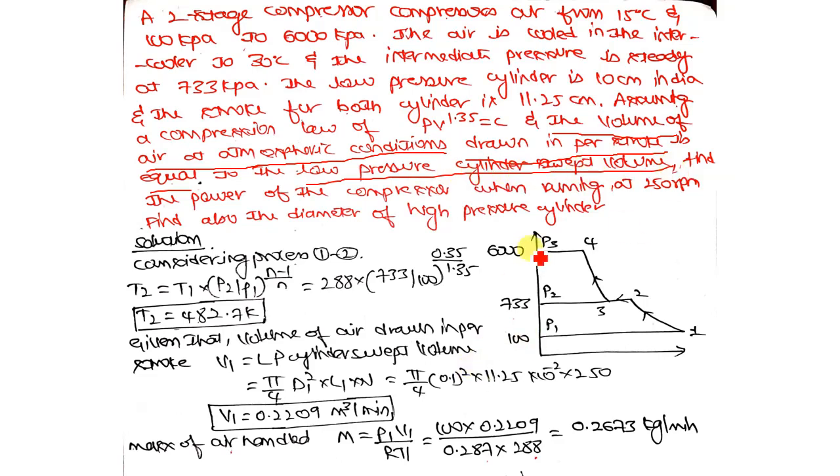So find the power of the compressor when running at 250 rpm. The speed of the compressor is given as 250 rpm. Find also the diameter. Yes, so he has asked the diameter of the high pressure cylinder, which was nowhere mentioned in the problem. So he is asking us to calculate the diameter of the HP cylinder. Now we shall see how to do this problem.